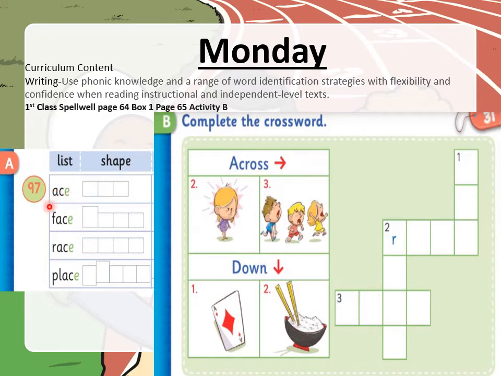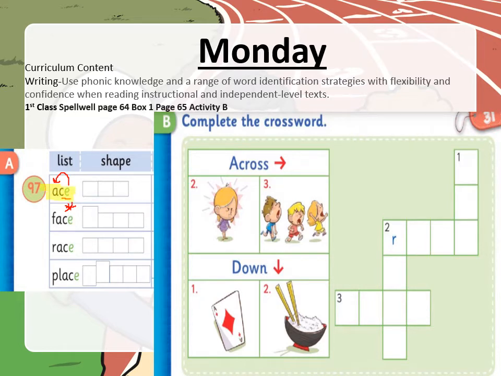Here our magic E is turning our A into the A sound. A, ace. An ace is a shape on your deck of cards, boys and girls. So it's a noun.